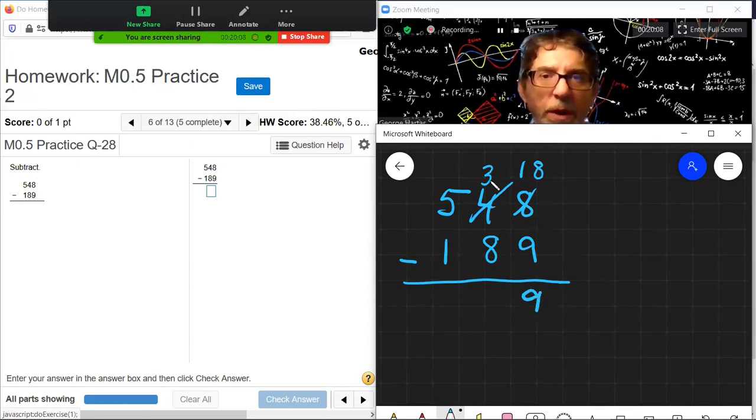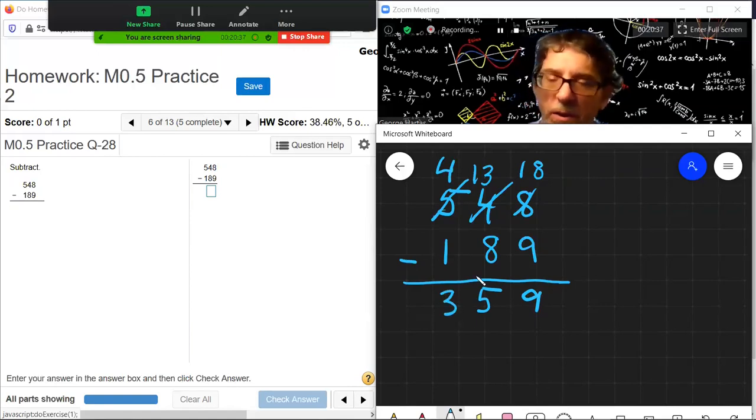Then we have 3 minus 8. Again, 3 is too small, so we cannot subtract. So we have to borrow from the next digit to the left. We're going to borrow from the 5. The 5 becomes a 4. And then the 3 turns into a 13. So we have 13 minus 8, and that gives us 5. And then we have 4 minus 1, that's 3. So our answer appears to be 359.